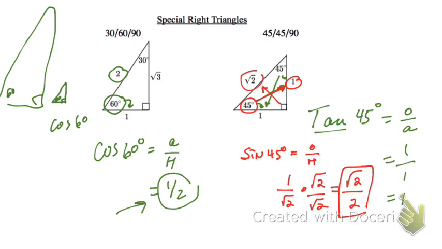So there's a problem on your short homework today over 30-60-90 or 45-45-90, so refer back to these layouts and the examples I just did.